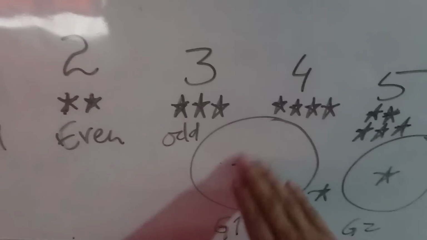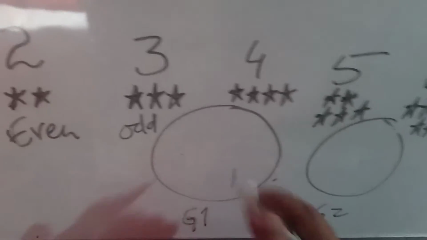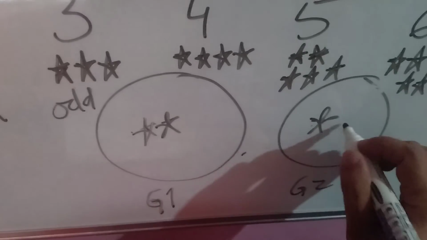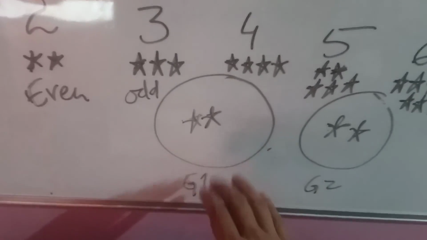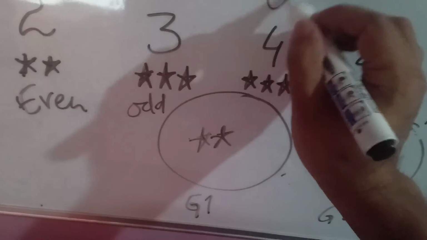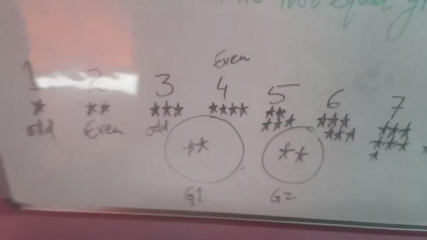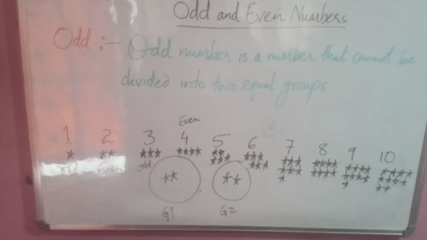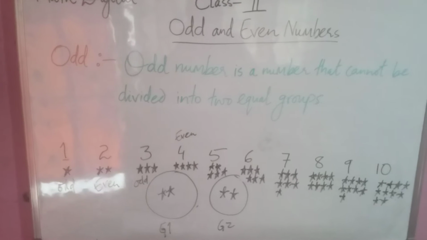Likewise, if we have 4, we will divide 2 stars here and 2 stars here. So this will be your equal group. G1 has 2 stars and G2 has 2 stars. That means it is an even number. This is how you find out whether the number is odd or even.